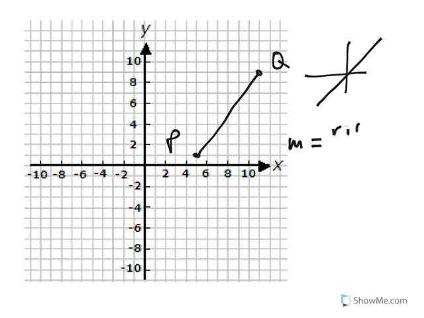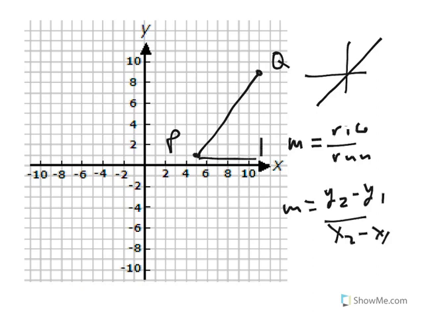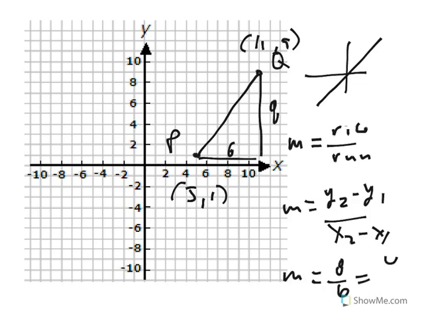Some people like to say rise over run, or y2 minus y1 over x2 minus x1. This is the same points as before with the (5, 1) and the (11, 9). We still have the 8 and 6 from before, so the slope is going to be 8 over 6, which reduces to 4/3. So this line has a positive slope. It's going up from left to right, and its slope is bigger than 1.